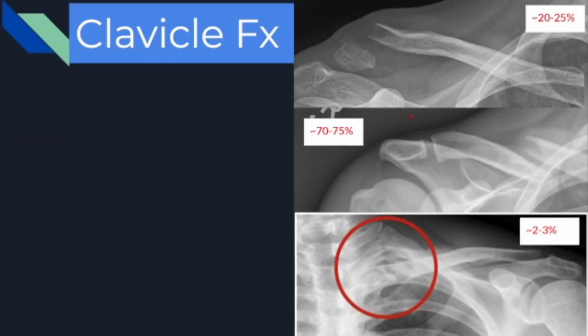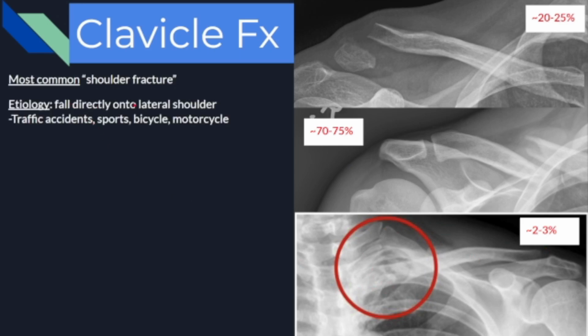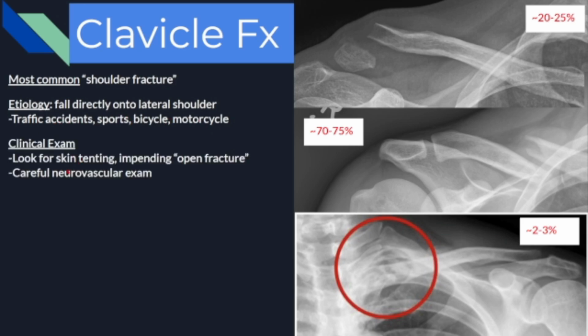Clavicle fractures are very common. They can be distal 1/3. They can be middle 1/3, which is the vast majority, and rarely they are medial, right? Very hard to diagnose medially with x-ray. Typically falling onto the lateral shoulder. Think of a snowboarder or a bicycle, somebody putting their arm out and just landing on the lateral shoulder. Look for skin tenting and impending open fracture.